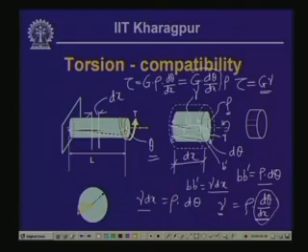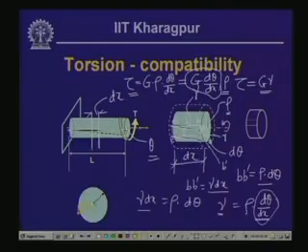Now, if you look at this quantity G d theta dx, it is independent of radius, and as a result the shear stress is linearly dependent on the radius rho. So, it varies linearly from the center to the outer surface, and the stress becomes maximum on the surface of the cylindrical bar and is 0 at the center. Since it varies linearly with rho, when rho becomes r, which goes to the surface, we get the maximum stress.